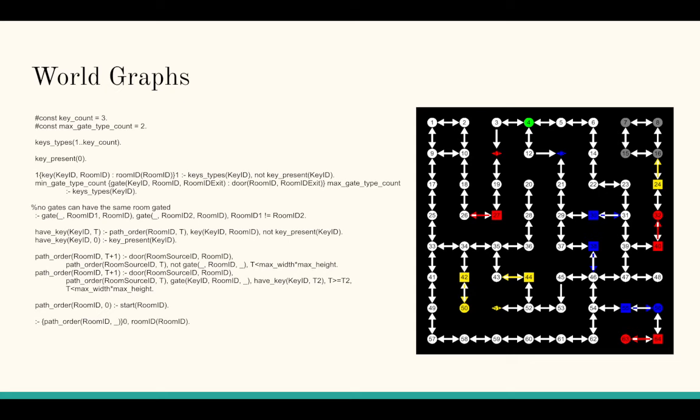So we have key types, so there's going to be a number of keys. In this example, there was 3, so there's going to be 3 different types of keys. And there's this key present with a 0. There is no 0 key, but ASP will throw an error if you don't have it. I'm looking for this predicate, but if it doesn't exist, ASP will say this does not exist, and then it'll just break.